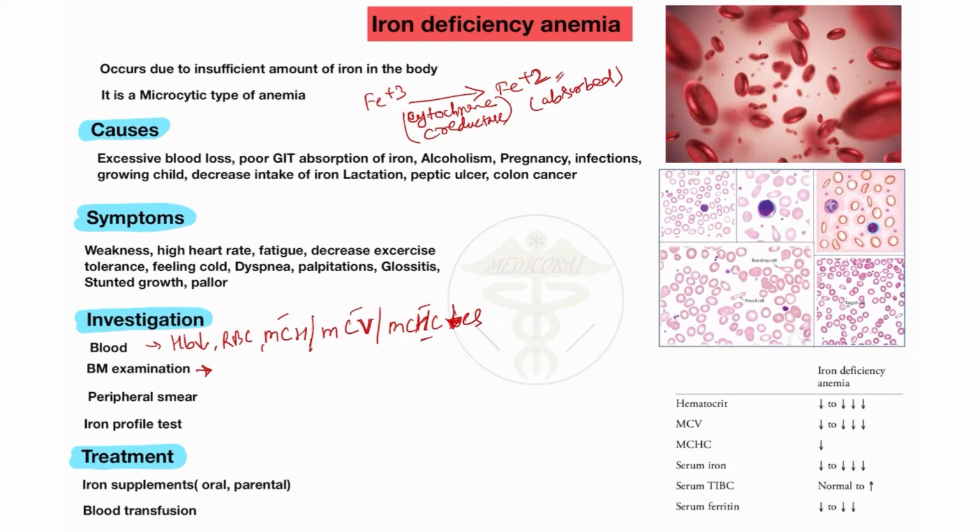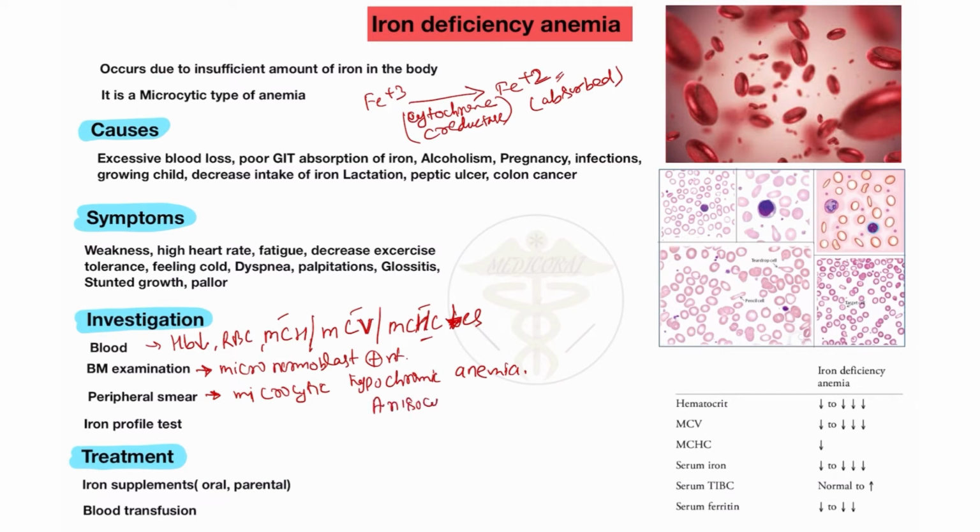In bone marrow examination, you will see micronormoblast type of cells present in the patient. In the peripheral smear, you will see microcytic hypochromic anemia. I already said macrocytic is a different type of anemia. So this is microcytic, hypochromic anemia.